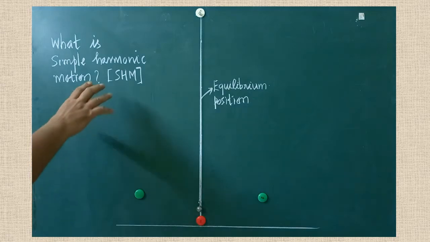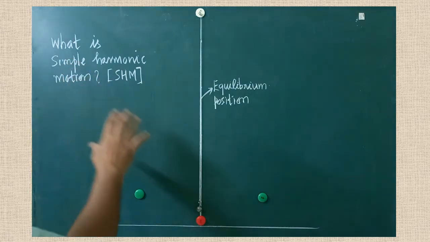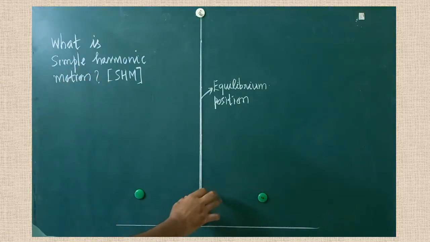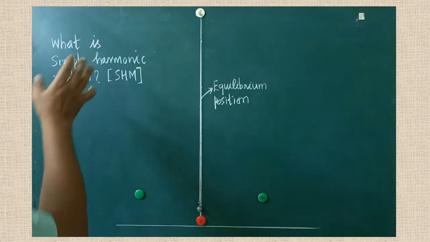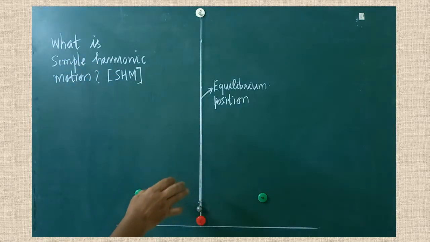Here, to explain the concept of simple harmonic motion, I have taken the simple pendulum. The oscillations of the simple pendulum are the best example for simple harmonic motion. Now I am going to oscillate the pendulum. You just observe the movement of the pendulum. Here the pendulum is at rest.